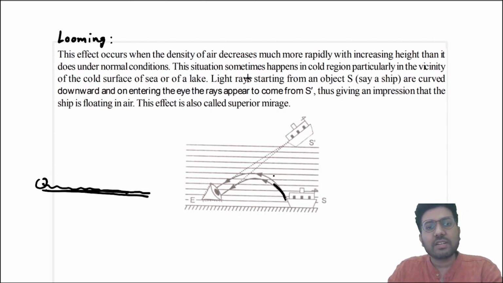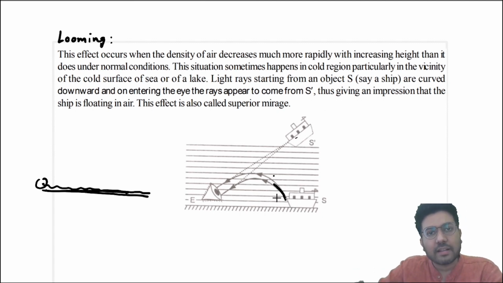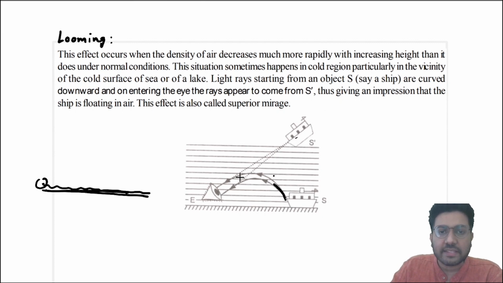See, this situation sometimes happens in cold regions, particularly in the vicinity of the cold surface of a sea or a lake. Light rays starting from an object, say a ship, are curved downwards, and on entering the eye, the ray appears to come from S dash. So this gives an impression that the ship is floating in air. The ship is on the surface of water, but from a faraway point it seems that the ship is floating in the air, and it seems to your eyes that the rays are coming from the air. Although the rays are coming from the ship only, they are getting totally internally reflected.